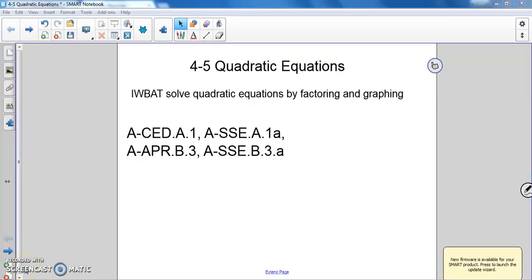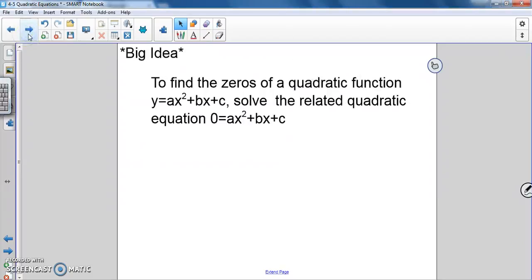Guys, today we are going to do section 4.5, quadratic equations. So you will be able to solve a quadratic equation by factoring and by graphing. So our big idea: to find the zeros of a quadratic function, y is equal to ax squared plus bx plus c, we are going to solve the related quadratic equation, 0 is equal to ax squared plus bx plus c.